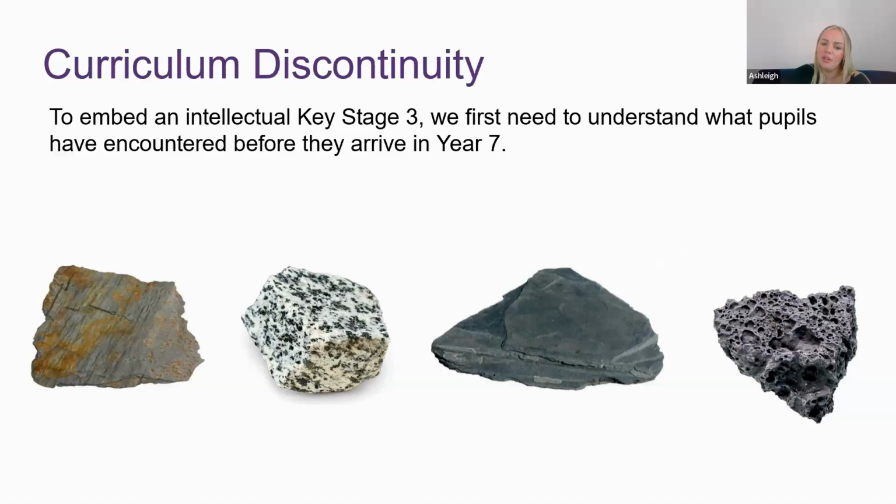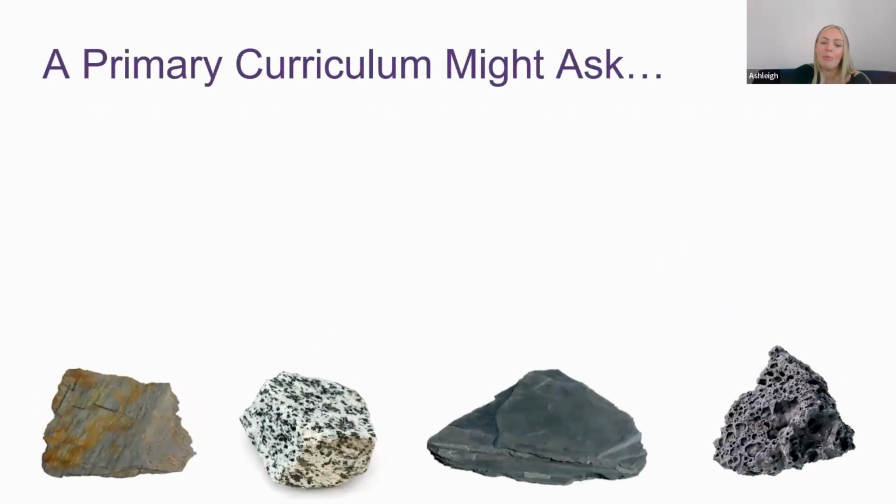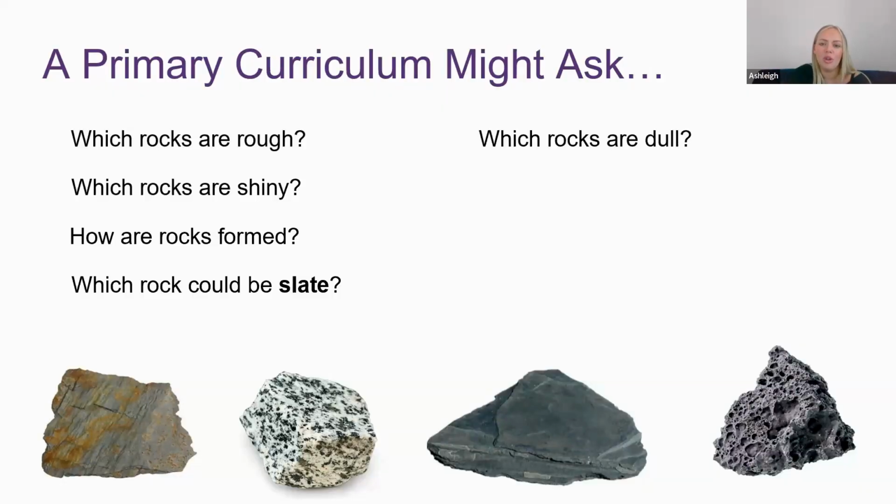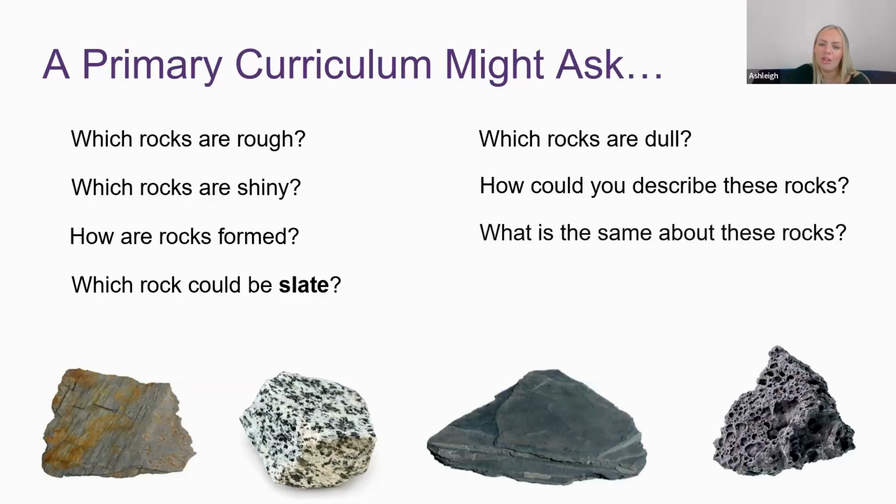The first area I've chosen to focus on is rocks. A primary curriculum might ask the pupils which rocks are rough, which rocks are shiny, how are rocks formed, and by that I mean that they're formed naturally, they're not man-made. Which rock could be slate? You see now that primary pupils are taught to identify some more common or easily identified rocks. Which rocks are dull? How could you describe these rocks? What is the same about these rocks? And which rocks could be granite? So our students come to us having looked at this at least once. This is a topic that is in the national curriculum at primary.